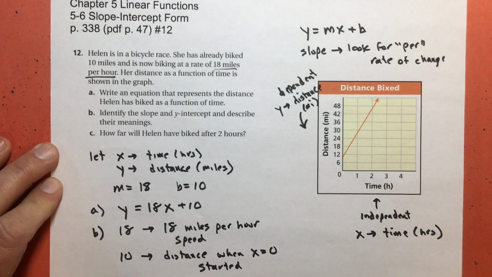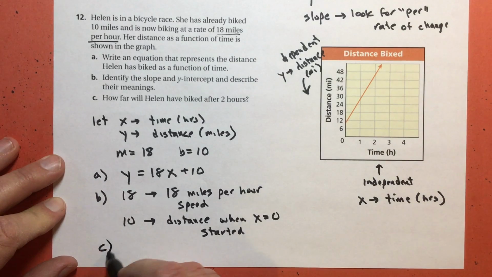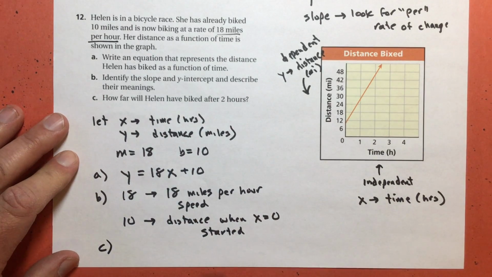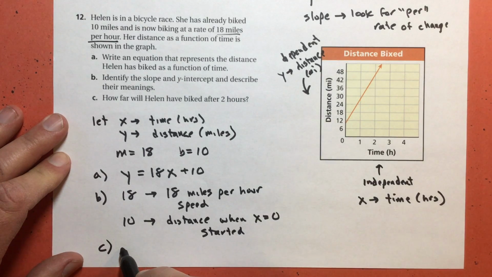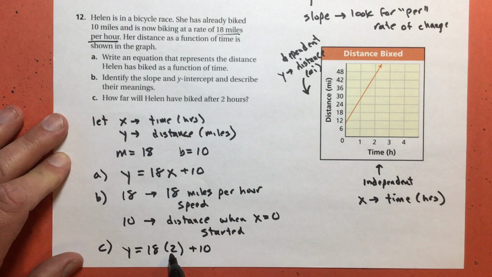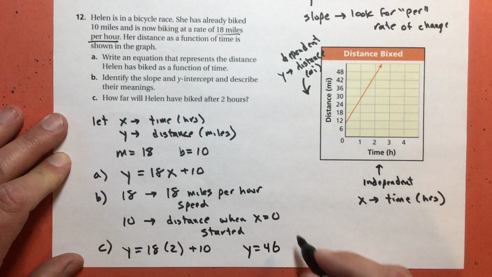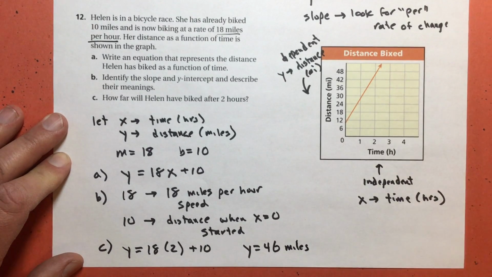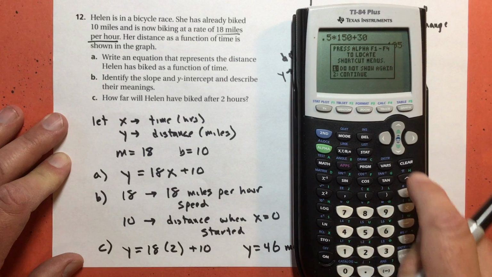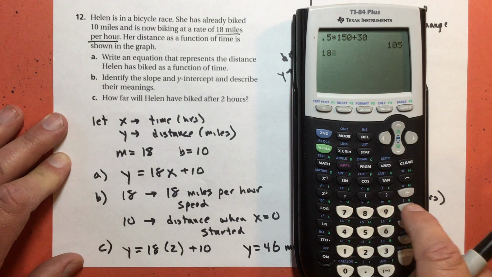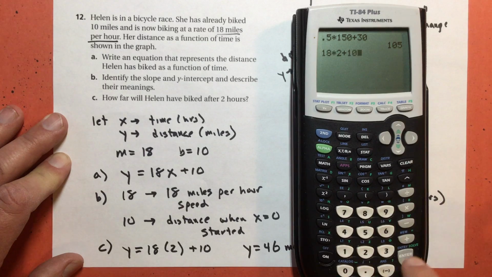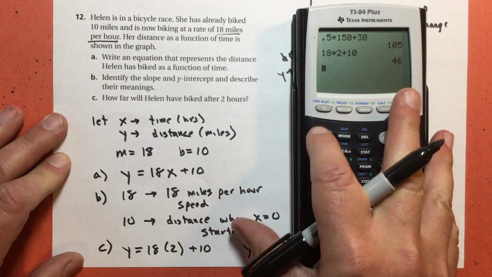Finally, for the last question, I'll move that up so you can see it. How far will Helen have biked after 2 hours? So I do y equals 18 after 2 hours plus 10. 18 times 2 is 36. 36 plus 10 equals 46. So her distance is going to be 46 miles. And I know I did that in my head. You want to do a calculator? We'll do 18 times 2 plus 10, and I get 46.